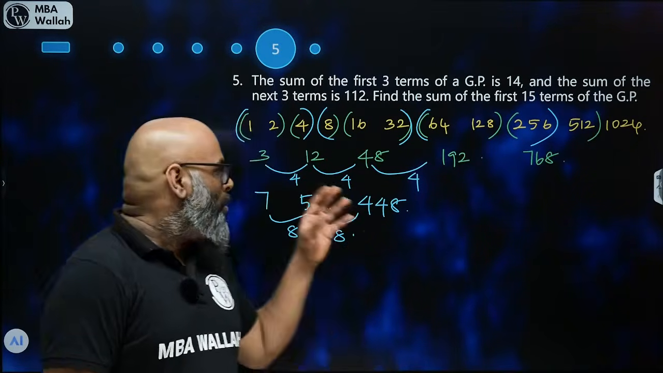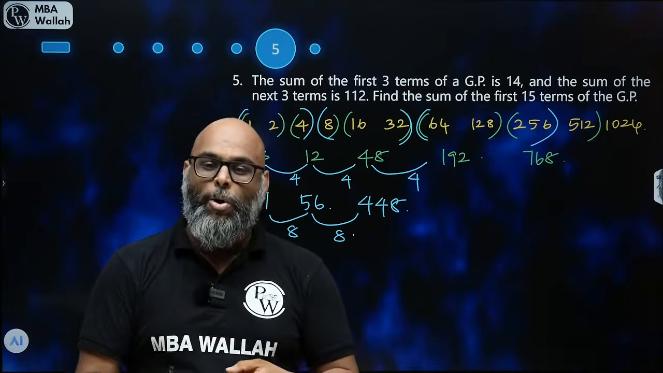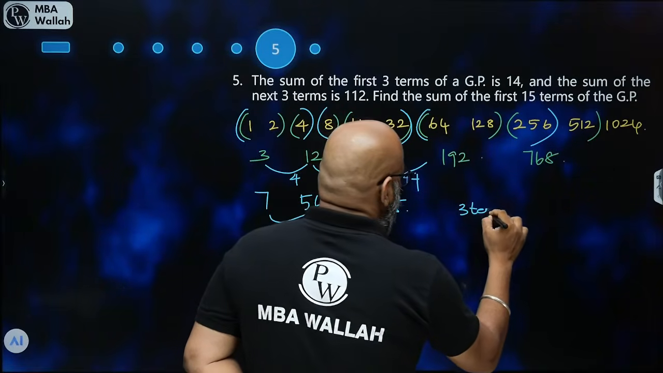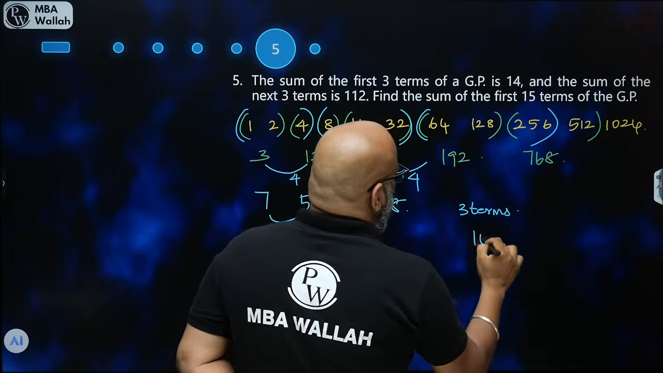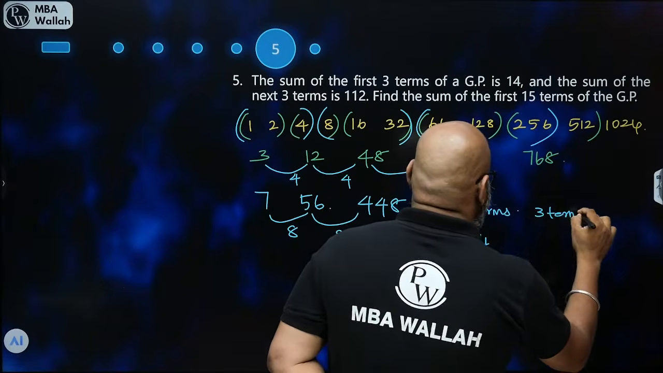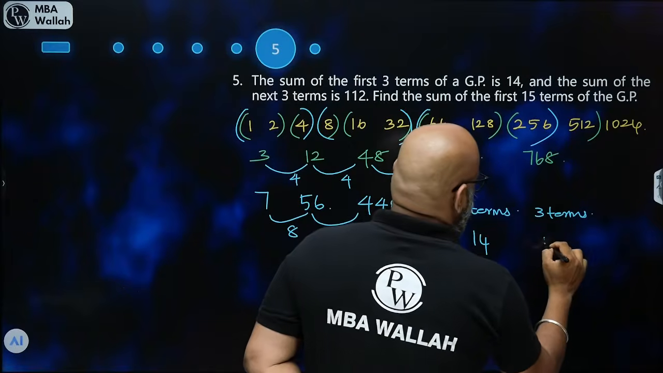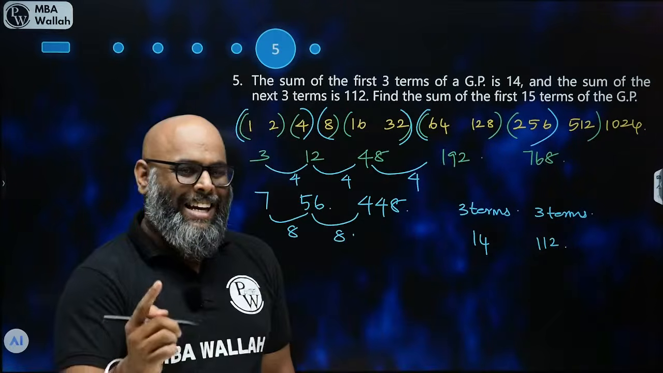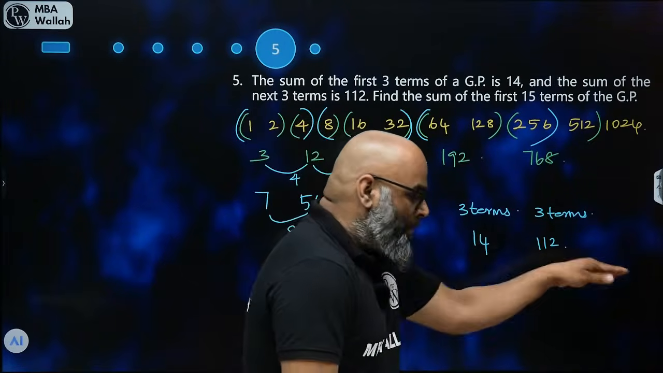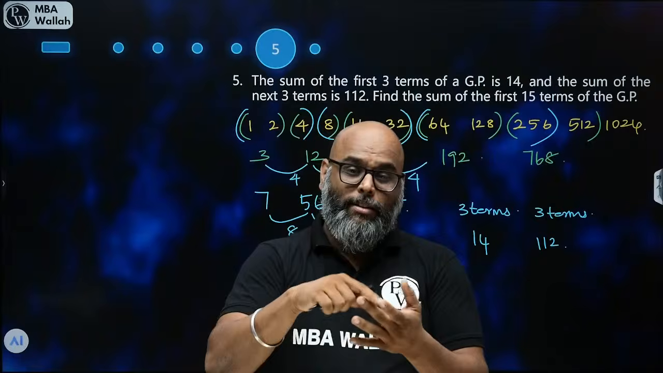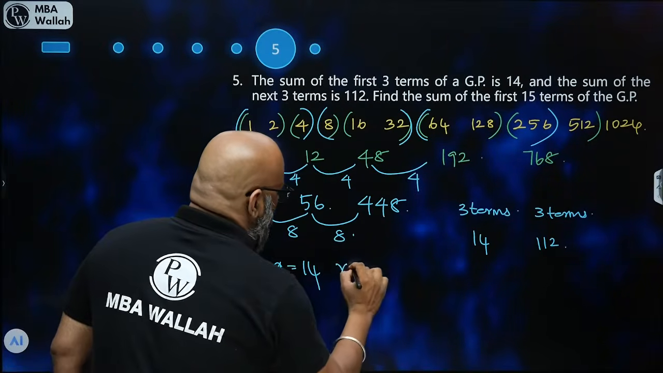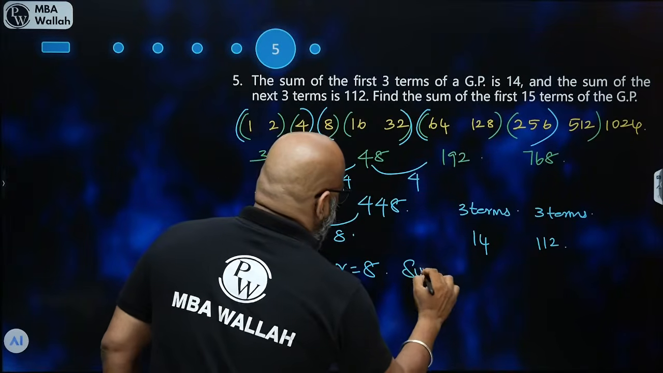Now instead of worrying about what the series is, what is my A value, what is my R value, I'll simply say, hey, the sum of the first 3 terms is 14. Sum of the next 3 terms is going to be 112. Or I can create a GP of 5 terms, because 15 terms will be 3, 3, 3, 3, 3. Or I will say my A is equal to 14 and then my R is equal to 8, sum of 5 terms.